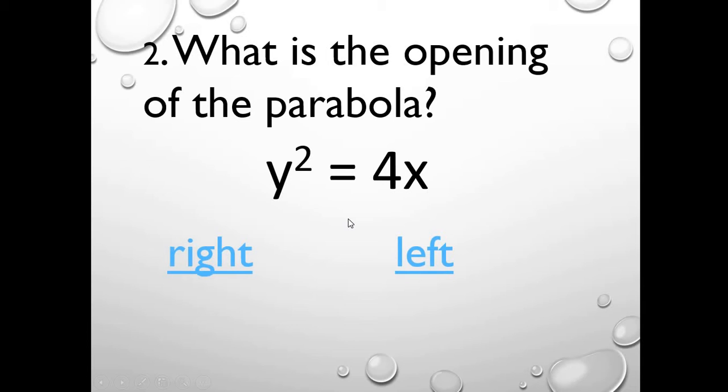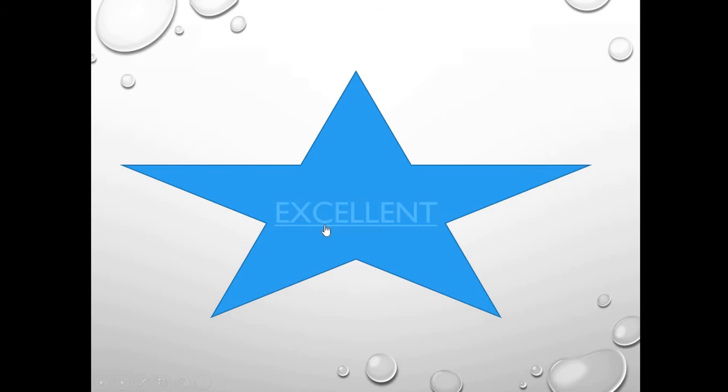Number 2, what is the opening of the parabola y squared equals 4x? Is it right or left? Okay, Lance Pescador? Right, sir. Very good. Because y is being squared and 4 is positive, this is a parabola that opens to the right. Excellent. Let's go to the next item.